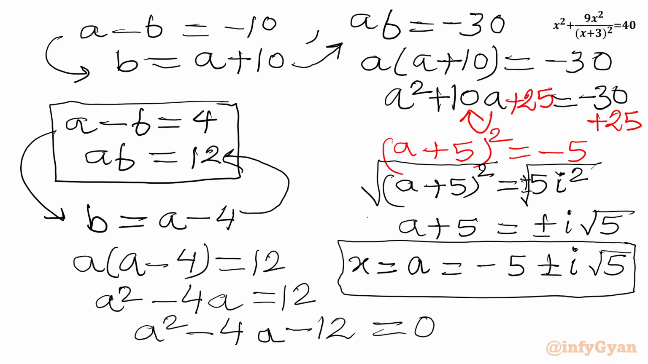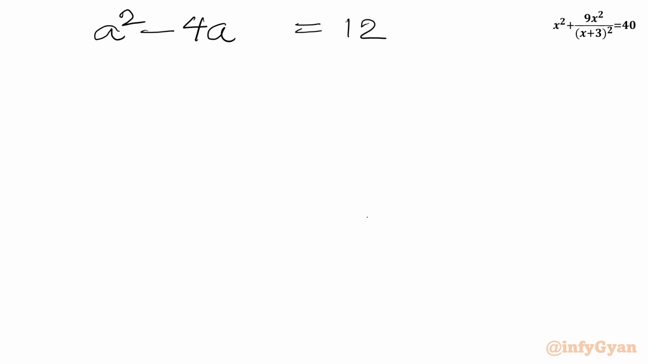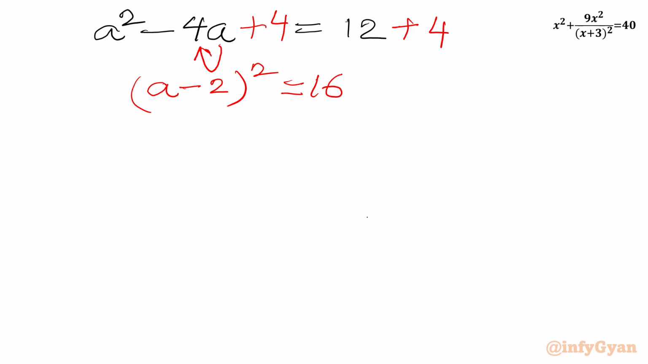We have a quadratic equation once again. I will write A square minus 4A equals 12. Again we can use the completing the square method. The coefficient of A is minus 4. Half of minus 4 is minus 2. Minus 2 square is plus 4. Add 4 to both sides. So the left hand side will give us A minus 2 whole square. The right hand side is 16, which is the square of 4.